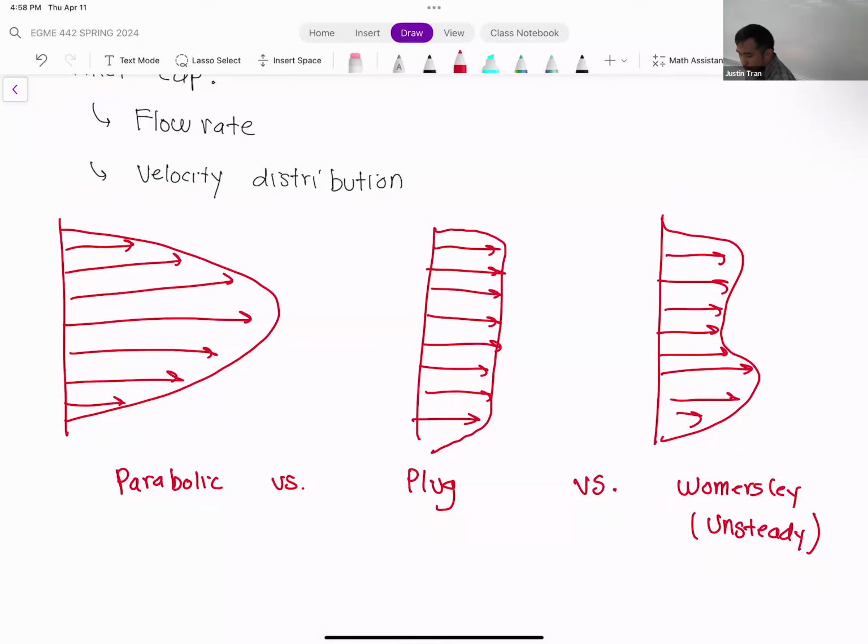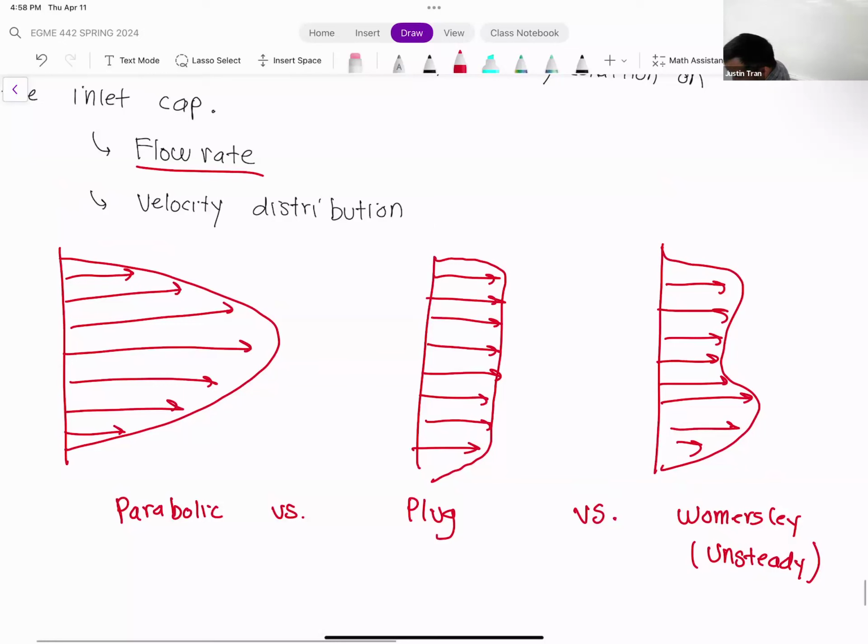Okay. So when we do our tutorial next week, there will be a time when we're going to choose the velocity distribution. This is what it means, right? You're basically choosing how the velocity is distributed for a fixed flow rate. All right. Any questions on this?